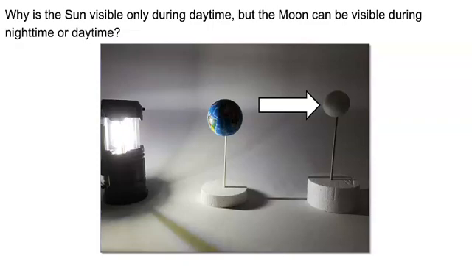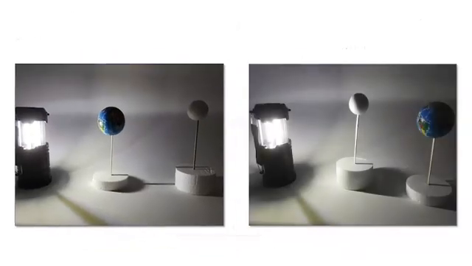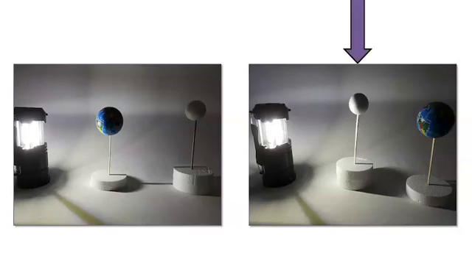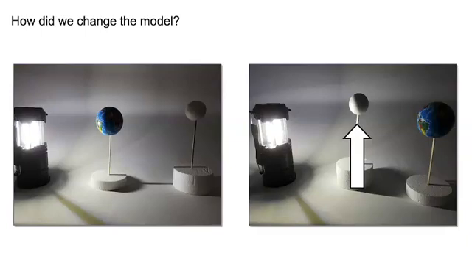I wonder if the moon is sometimes on the nighttime side of Earth and sometimes on the daytime side of Earth. How can we position the sun, Earth, and moon so that the moon is visible during daytime? Look at this model of the Earth, Sun, Moon system. How do we change the model? The moon is now between the sun and Earth. Now the moon can be seen in the sky from the daytime side of Earth.